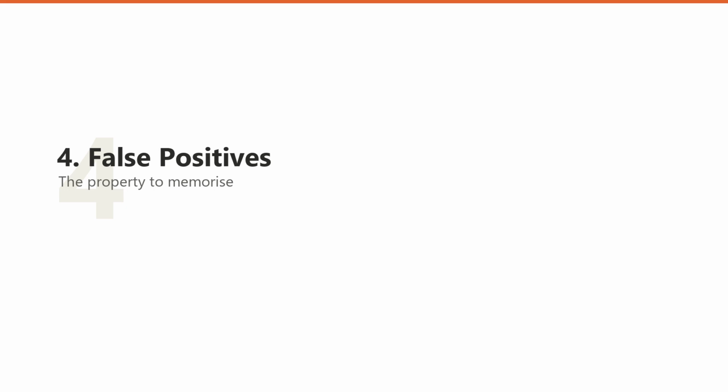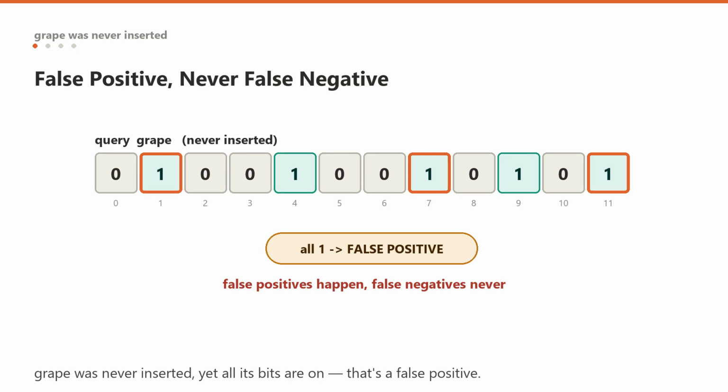Concept 4: false positives, the single most important property to explain in an interview. Here's the catch. Let's check grape, an element we never inserted. Suppose grape hashes to positions 1, 7, and 11. We check the array, and all 3 are 1.